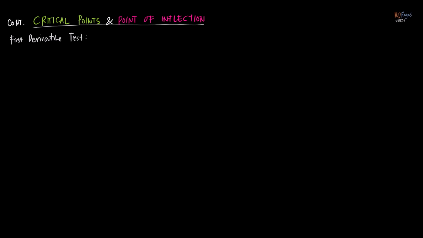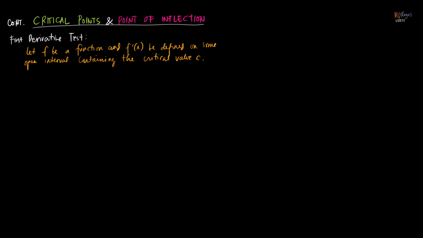So just to recap what we had in the previous video. If we have a function and its first derivative is defined in some open interval containing a critical value c, we conclude that f is a maximum at x equals c if f prime changes sign from positive to negative through that critical value, through c.